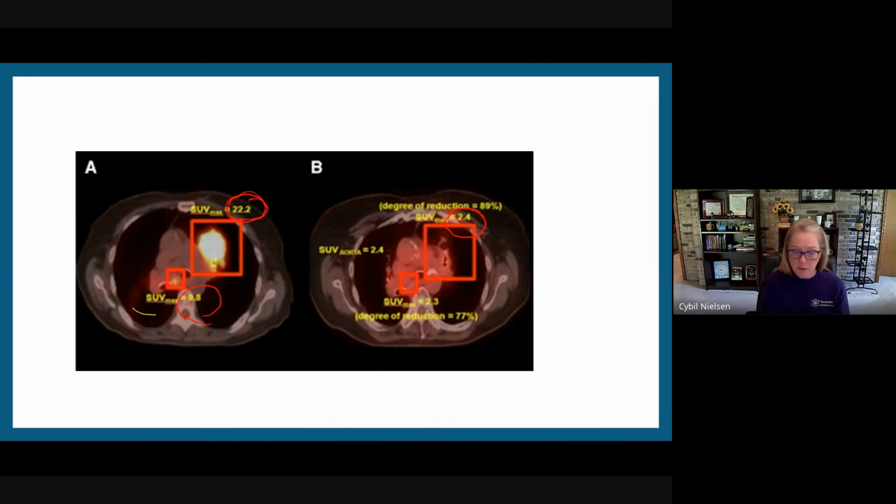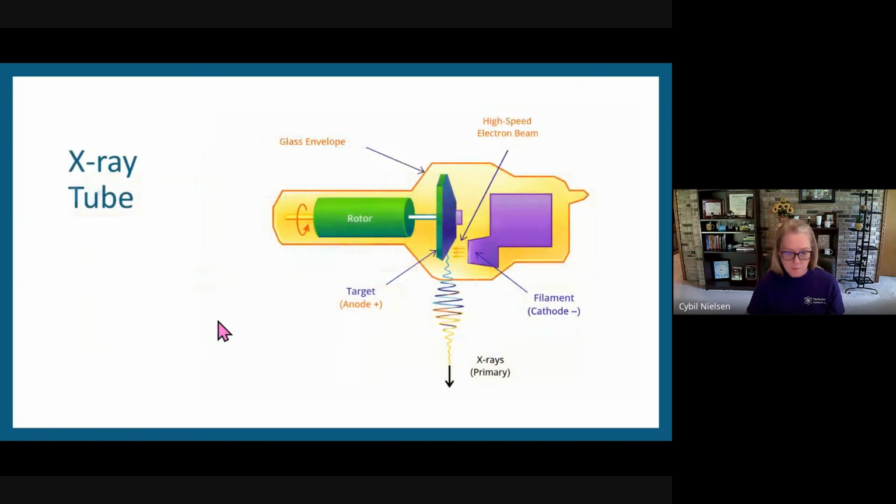So this number went from 9.8 down to 2.3. All right. Skip that. Okay, so the X-ray tube, just a review of the X-ray tube.